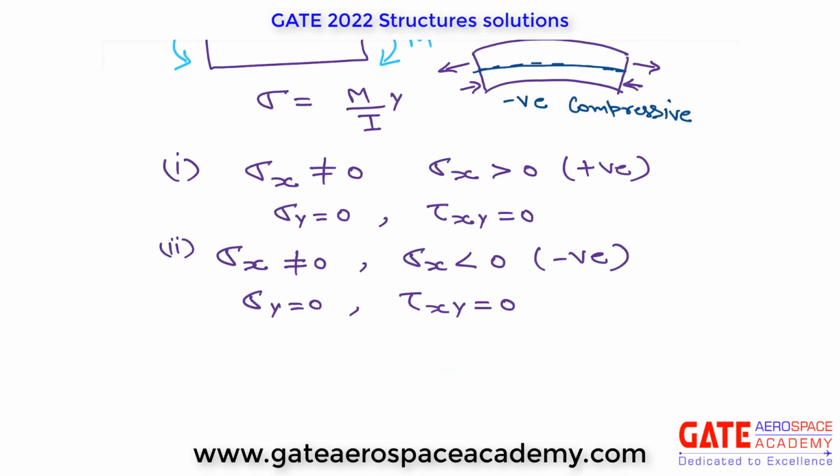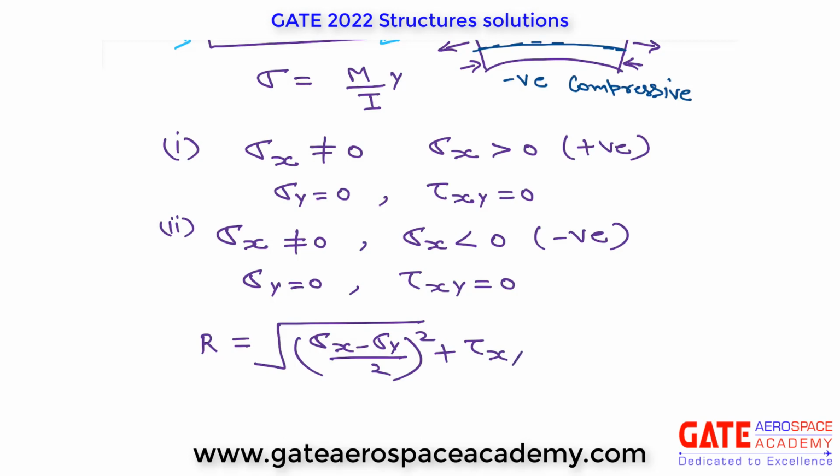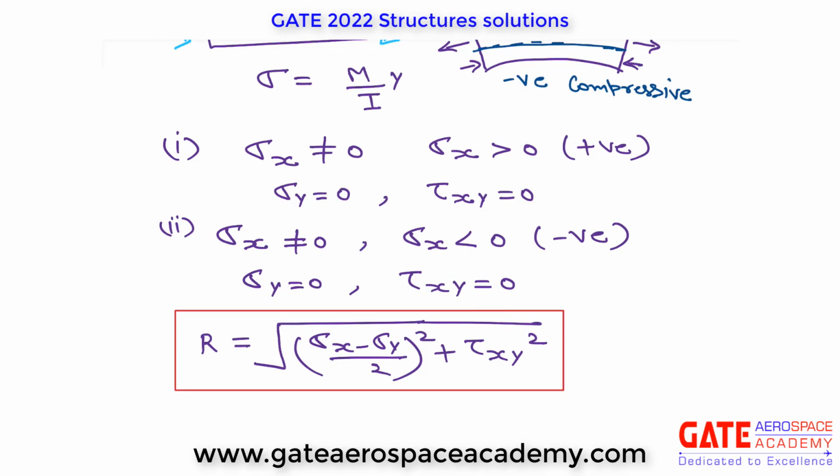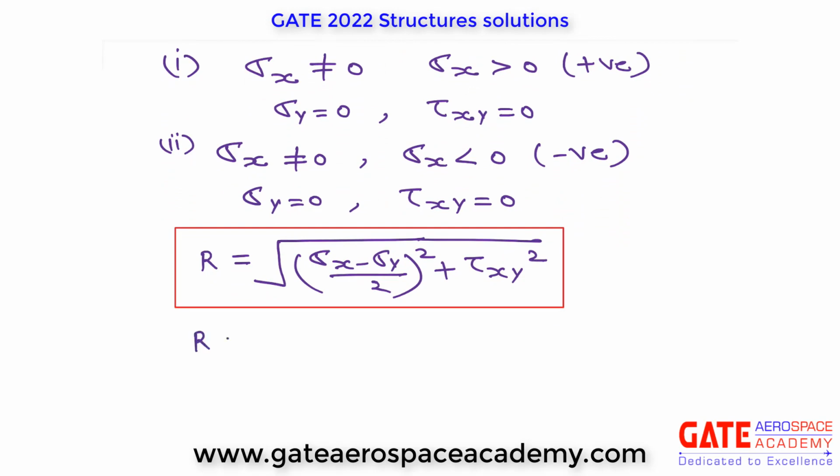Now for case 1, let's find out the Mohr circle radius and its center location. So radius, we know the formula, r is equal to the square root of sigma x minus sigma y divided by 2 whole square plus tau xy square. This is the formula to calculate the radius of Mohr circle. So for case 1, sigma y is 0, tau xy is 0, so r will be sigma x by 2.